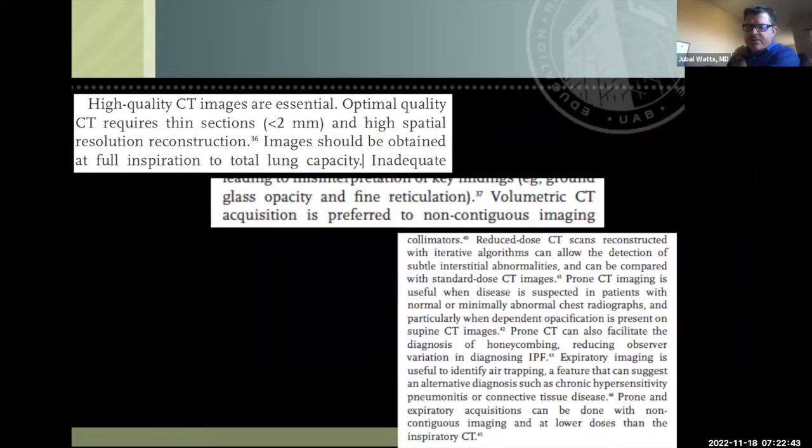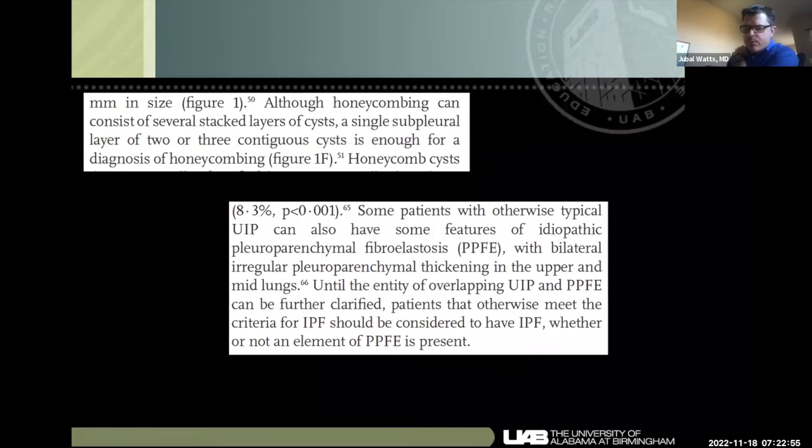And they talk about how to do your imaging. You want thin sections, volumetric CT, and you want some prone and expiratory imaging. The expiratory imaging is to look mostly for hypersensitivity pneumonitis. You do the prone imaging because the earliest manifestations of UIP and some other interstitial lung diseases, specifically asbestosis, are in the posterior bases.